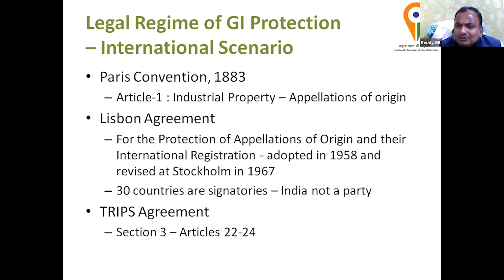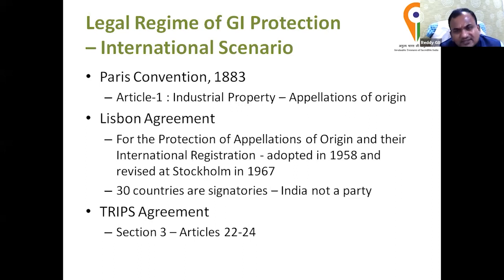Then, as far as the law is concerned, there is a recognition of geographical indications as a kind of industrial property under the intellectual property regime by the Paris Convention way back in 1883, though the term used there is only the appellation of origin. Similarly, we have a special agreement at the international level called the Lisbon Agreement on protection of appellations of origin, and for their international registration also. 30 countries are members. India is yet to become a member.